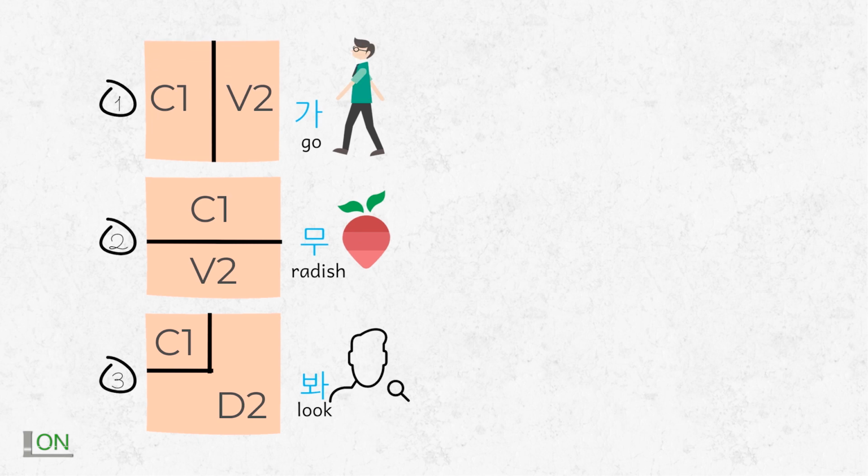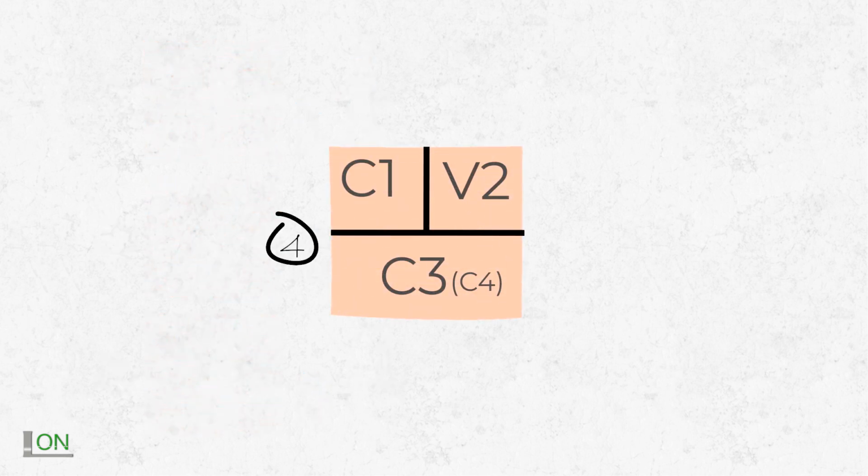But now let's look at some blocks that have more than 2 letters. Let's look at the fourth block. Here you can see on the left is C1, on the right is V2, and on the bottom I wrote C3. It means third consonant. The third consonant is called in Korean 받침. You better memorize this word, 받침. Do you see I put a small C4 in brackets? C4 is called double 받침, but we will learn double 받침 in the second part.